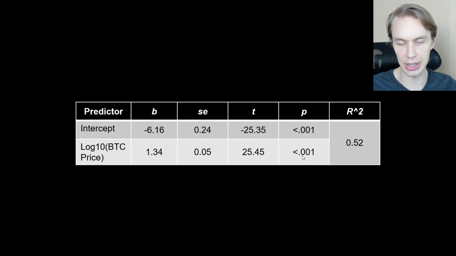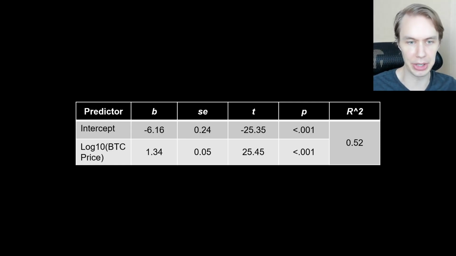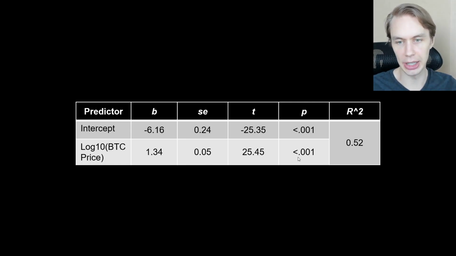The P-value here just suggests that this seems to be a meaningful effect. Technically, what this means is that if there was actually no relation between Bitcoin's price and ADA, this is the probability that we would have observed a beta this high. And it's a very low probability, so it suggests that it's meaningful.